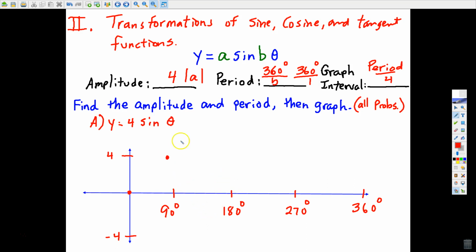Back to 180. Sine 180 is 0. 4 times 0 is 0. Sine 270 is negative 1. And so we'll do 4 times negative 1, which is negative 4. And then when we're back to 360, sine 360 is 0. 4 times 0 is 0. And we're ready to draw the curve.